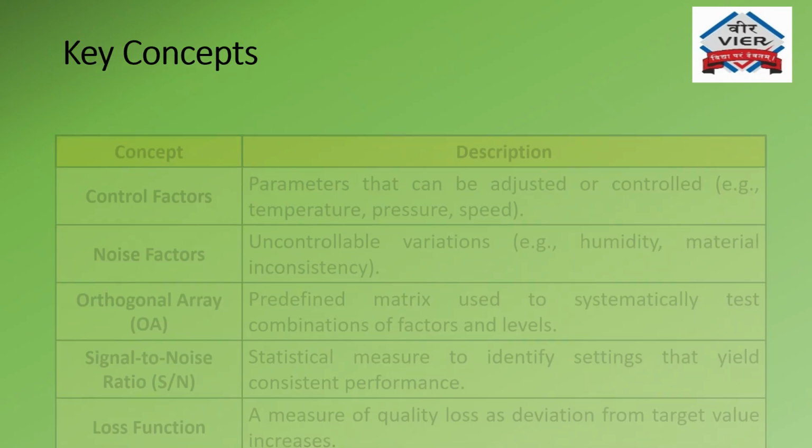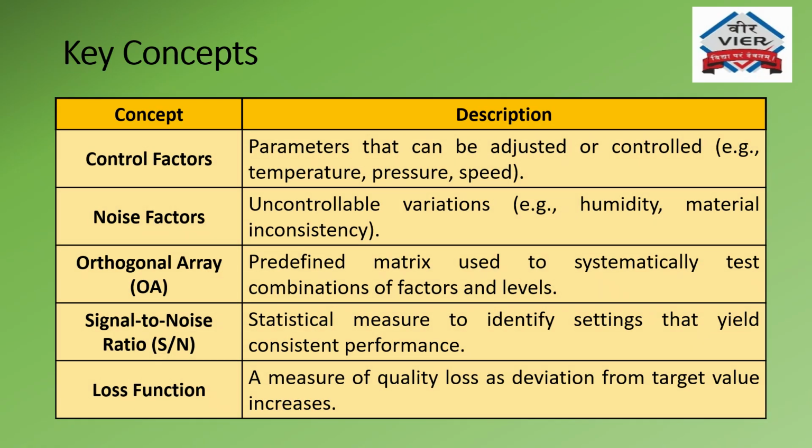Key concepts, meaning the factors or parameters or terminology involved in the Taguchi method. So first are the control factors. The control factors are the factors or parameters that can be adjusted or controlled, for example temperature, pressure, speed. These are all variables we can control. Second one is noise factors, meaning uncontrolled variation. We cannot control these, like humidity and material inconsistency. These are the noise factors.